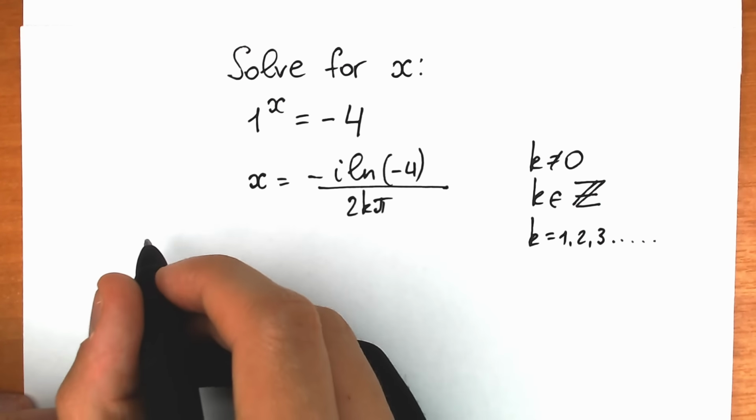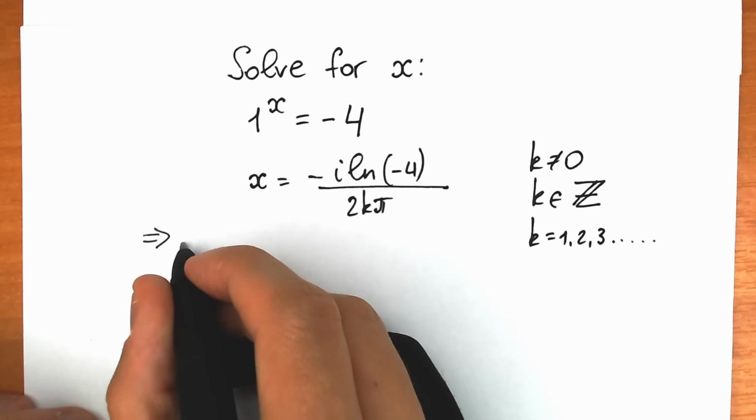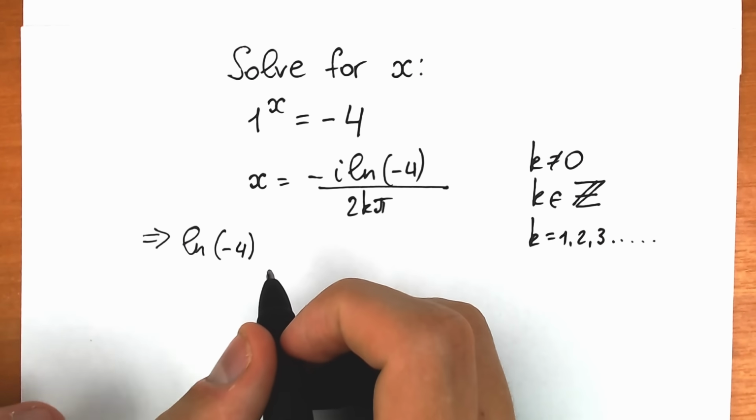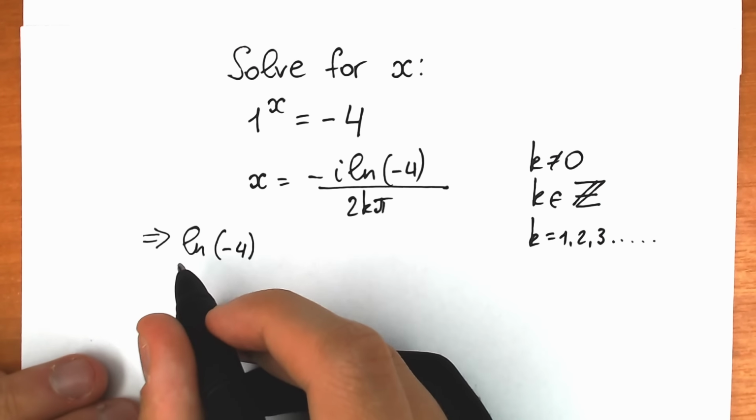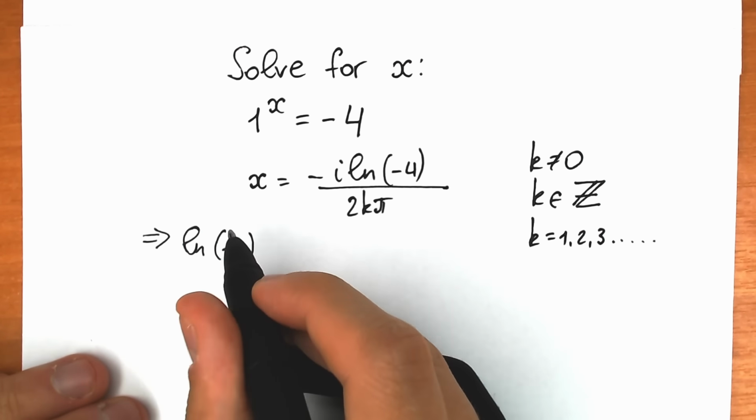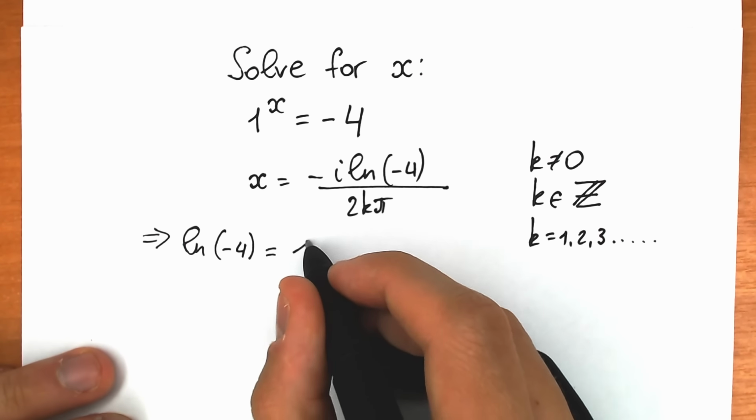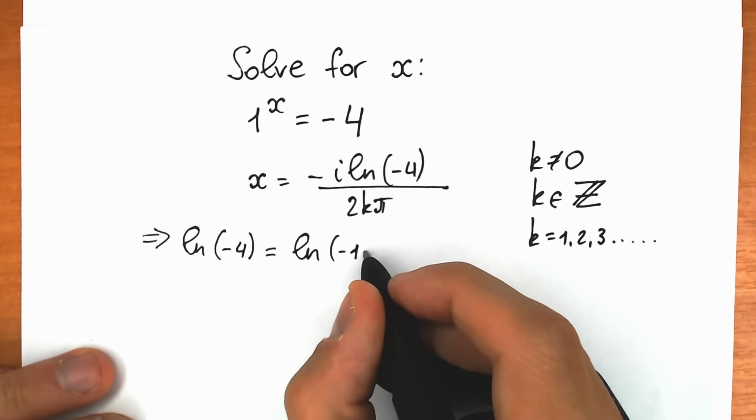So right now, natural log of minus 4, let's rewrite it a little bit. How can we rewrite it? We already know that this is not a real number value, because natural log of a negative value is not possible. So let's write this minus 4 as minus 1 times 4. So we have natural log of minus 1 times 4.